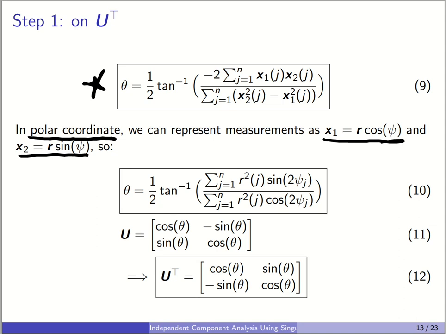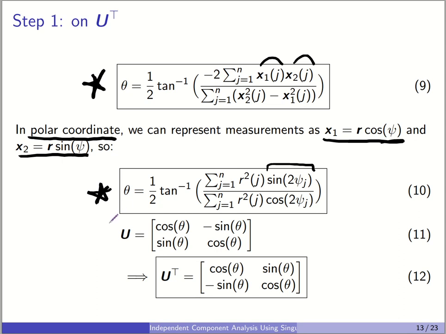Then if we replace x1 by its polar representation and x2 by its polar representation, we will have r squared sine of 2 psi, and r squared cosine of 2 psi in the denominator. Why? It's because 2 sine cosine is sine of the angle multiplied by 2, and cosine squared minus sine squared is cosine of the angle multiplied by 2. So we can have either equation 8, 9 or 10 for theta.